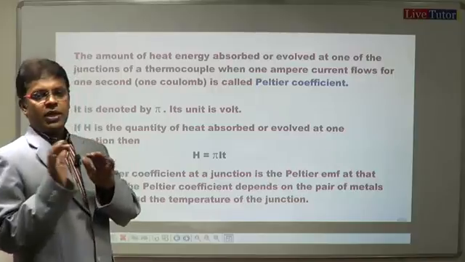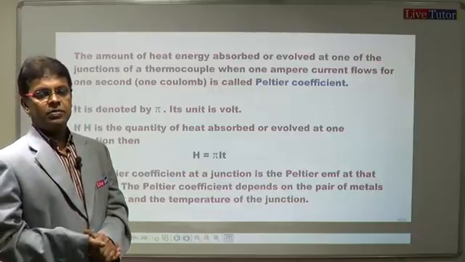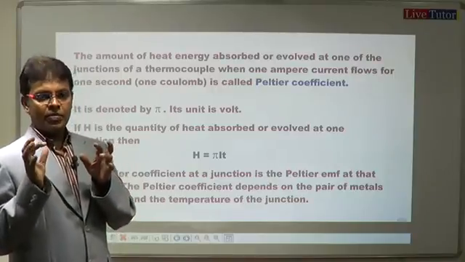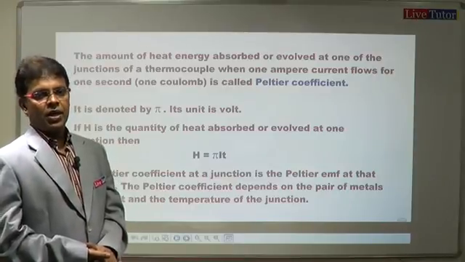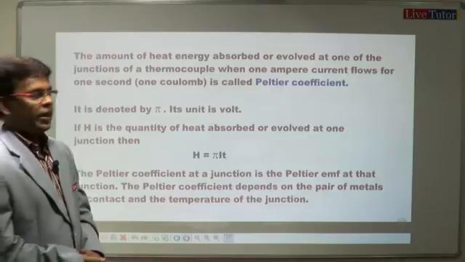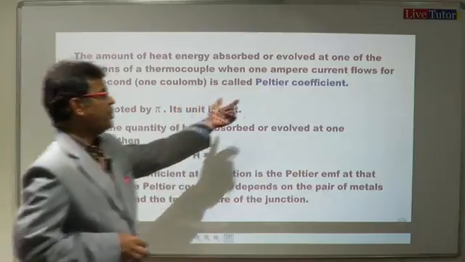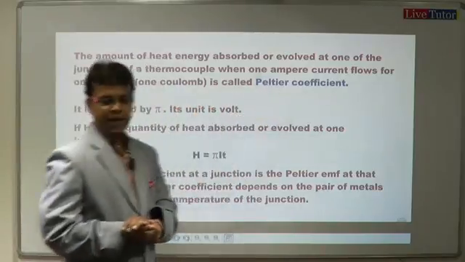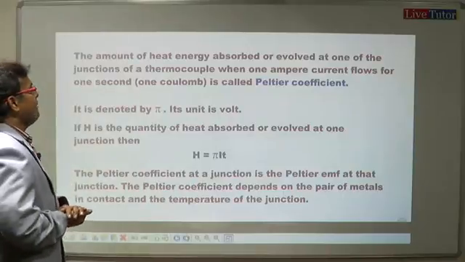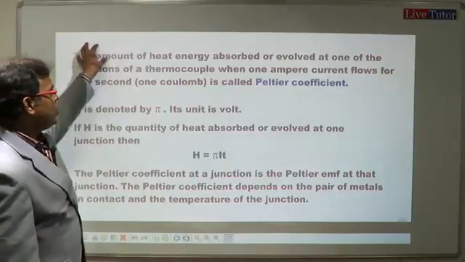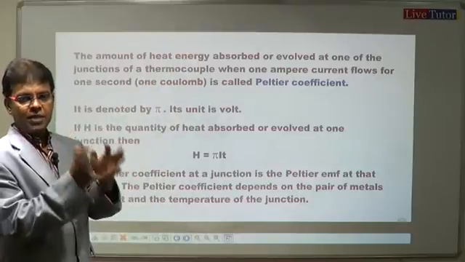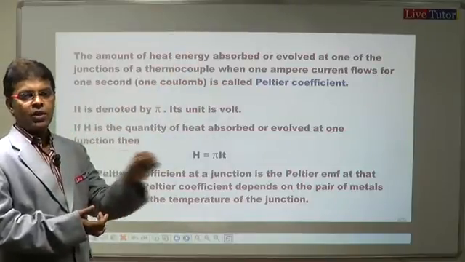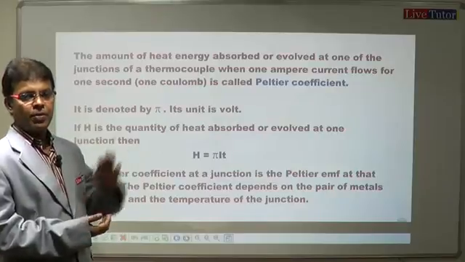Again, we are going to consider how much magnitude of energy, heat energy, is absorbed or evolved. Right? Adha vandu enna pandrom? We are naming it as Peltier coefficient. We are going to define what is Peltier coefficient. It means the amount of heat energy absorbed or evolved. Evlo heat evolve agudhu illa evlo heat absorb agudhu idhula at any one of the junction in a thermocouple.